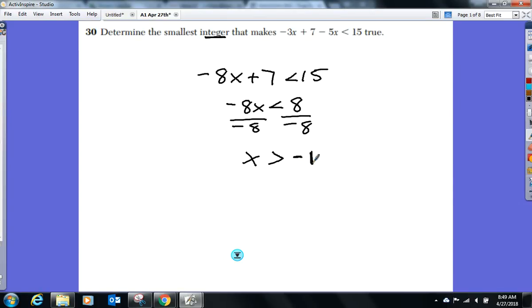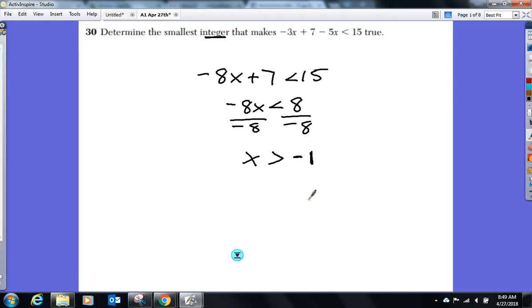All right, so we solved it. X is greater than negative 1. What's the smallest integer now that makes sense here? Can I use negative 1? Is negative 1 greater than negative 1? Oh boy. It's equal to. Is there an or equal to here? So I can't use negative 1.